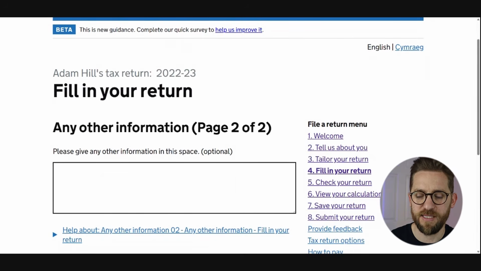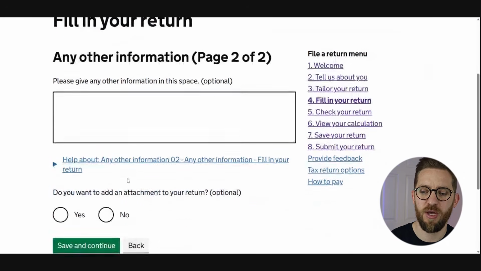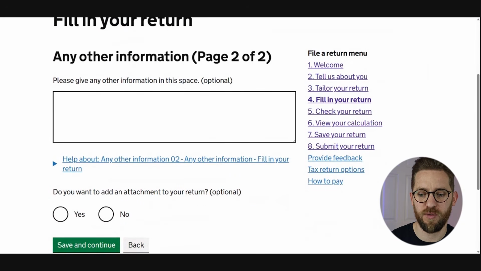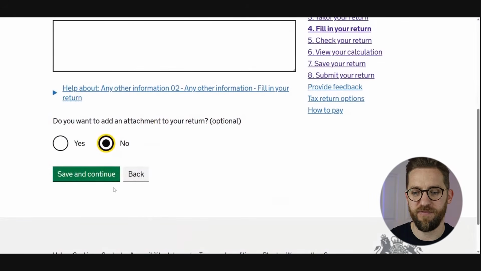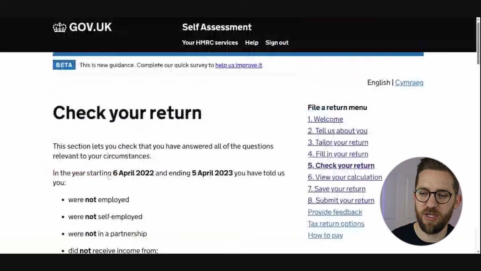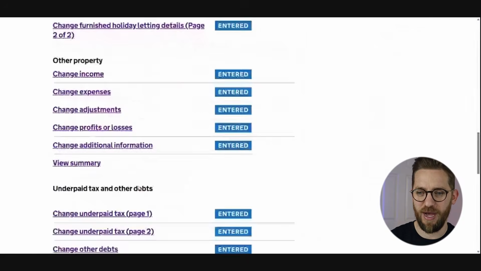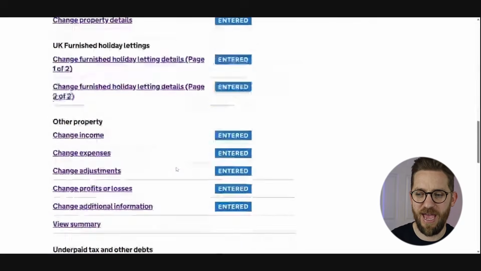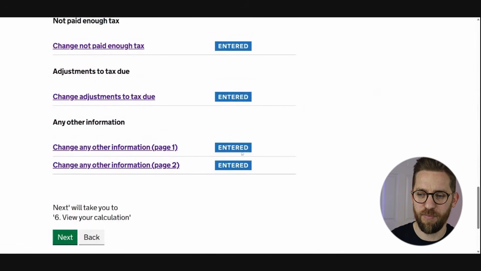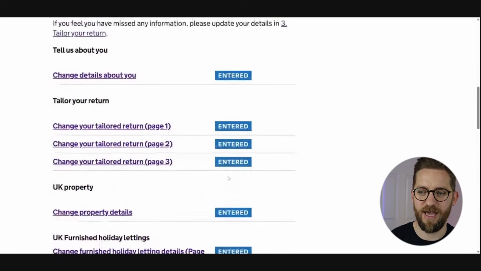And then I've got a bit of white space. Again, general information and attachments below. Do I want to attach anything? You can, if it would support your tax return and the figures on it. Save and continue, and we've actually completed the tax return there. We've completed the property income section and all of those standard questions that you'll have to answer, and you can just check here that everything has been completed. You'll have the blue entered label next to it if that is the case.